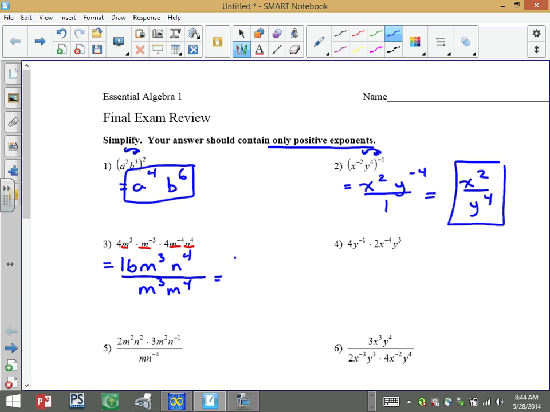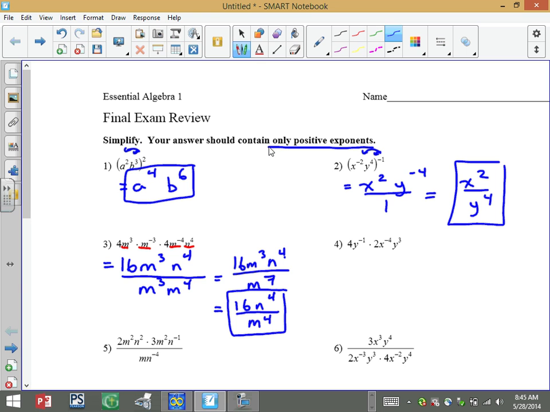Now, altogether, we have 16 m to the third, m to the fourth, over, there are now 7 m's in the bottom. Well, if I were to expand these all the way out, which we've done in the past, we'd realize there are 3 m's in the top that are going to cancel with 3 m's in the bottom. So all the m's in the top will cancel, leaving me with just those. And then since 3 of them canceled in the bottom, I'm left with just 4 m's in the denominator.